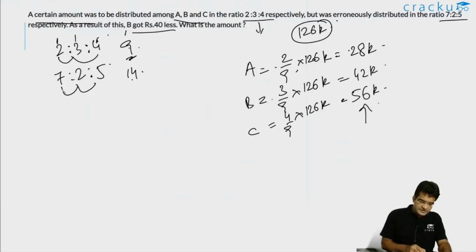But what did they get? A got 7 by 14 into 126k. This is equal to 63k.